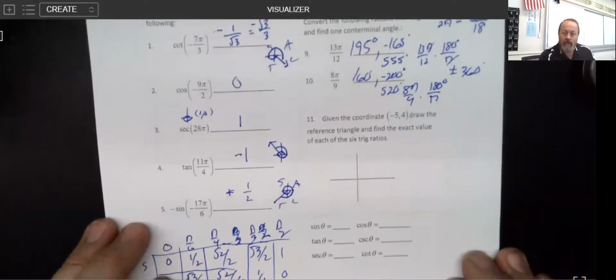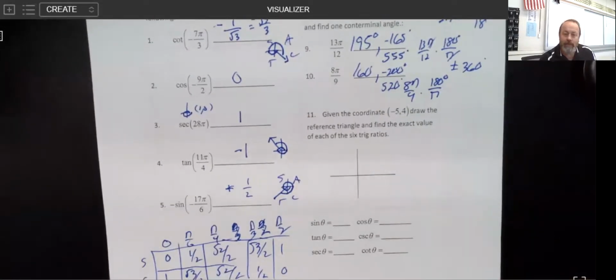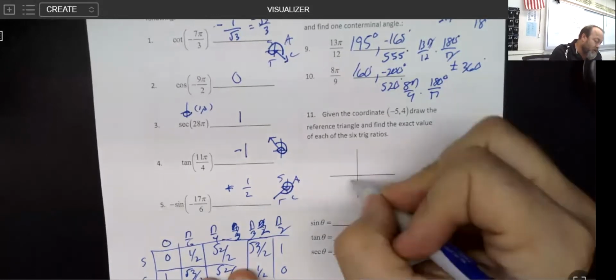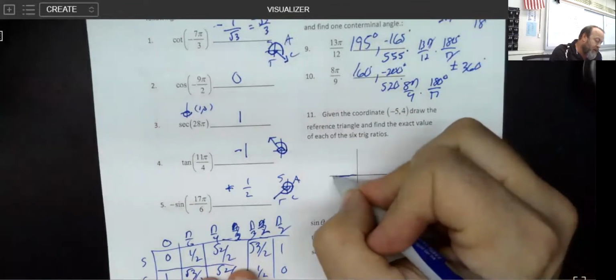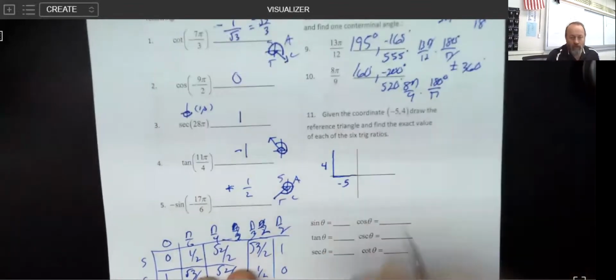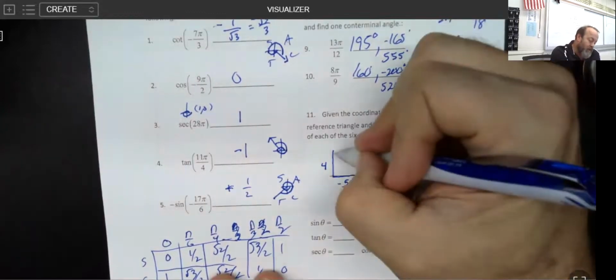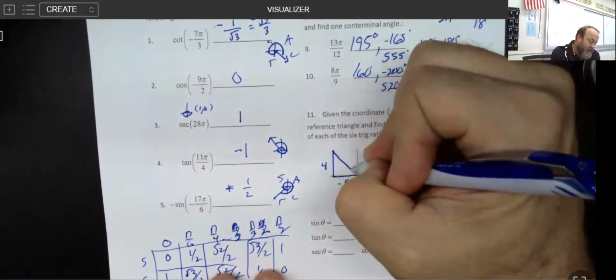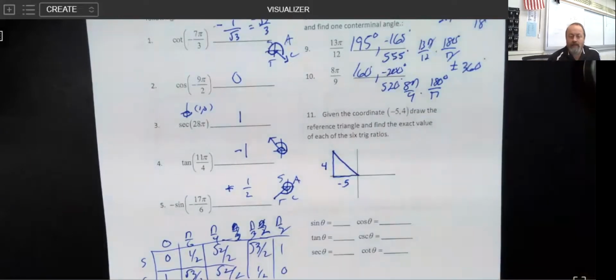And the final question on the page, number 10. Okay, so we're going to give that coordinate, negative 5, 4, which goes over and up. Now, one of the distinctions that we have made in this class is that we always draw our triangles where one of the vertices is on the origin and one of the legs is sitting on or hanging from the x-axis. So we make sure we line that up.